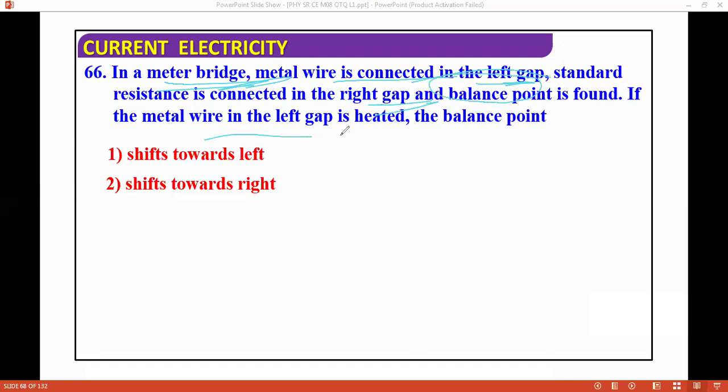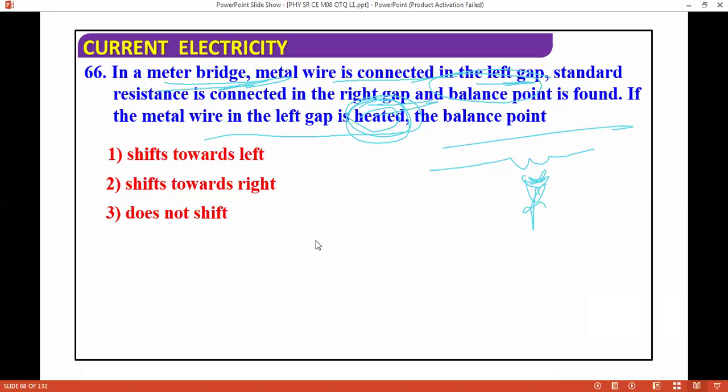If the metal wire in the left gap is heated, so basically I'm putting some amount of heat into the metal wire in the left gap, where will the balance point be? Again, this is a very easy question, but it's an intelligence question. If you don't know, then don't try to attempt it, otherwise it will demotivate you. So what's the answer? Shift towards right.